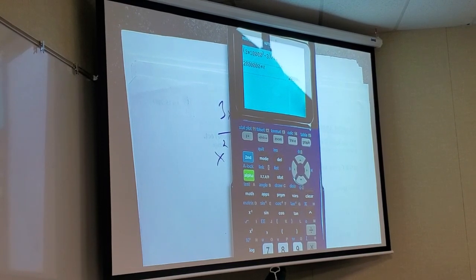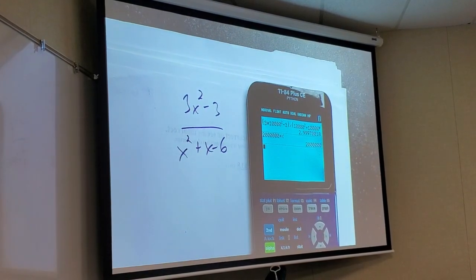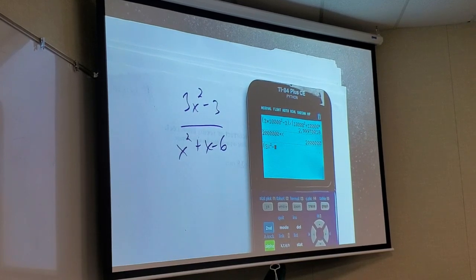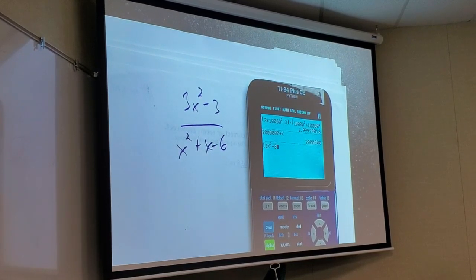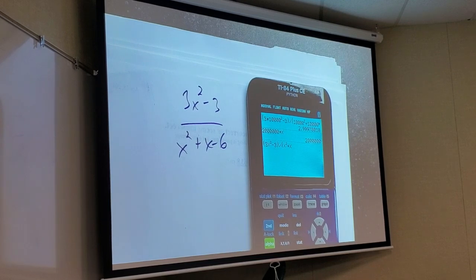So now X has that in it. So watch what I could do now. I could just plug it in exactly the way it looks. 3x squared minus 3 divided by x squared plus x minus 6.